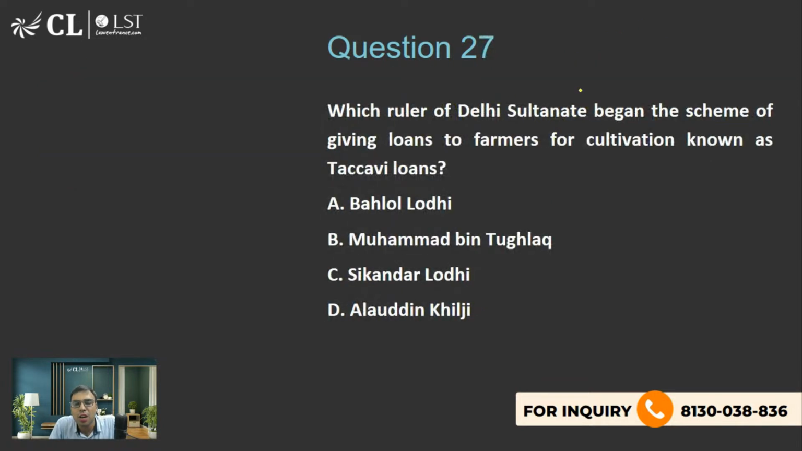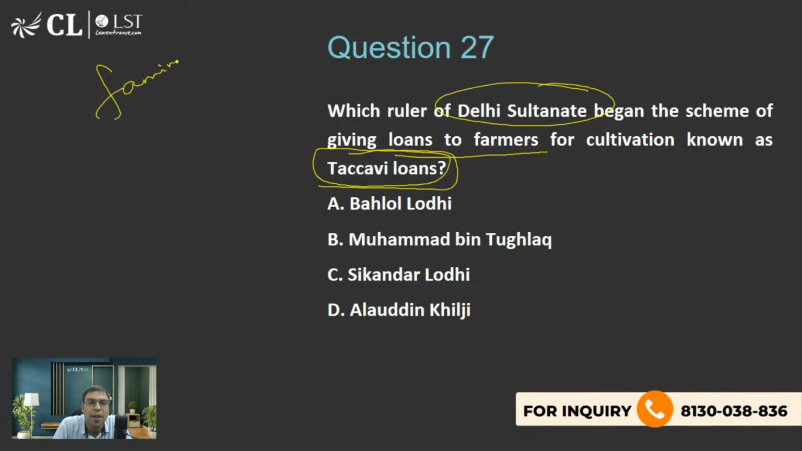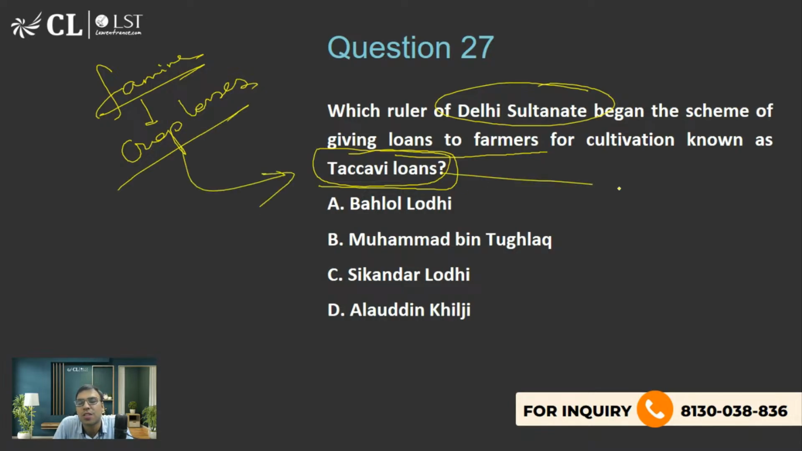The next is, which ruler of Delhi Sultanate brought the scheme of loans to farmers for cultivation known as Taccavi loans? Actually, what happened was during his rule, there was famine around Delhi, and because of which crop losses happened, and because of which he had to issue Taccavi loans for agriculture for farmers. Which person is being talked about?